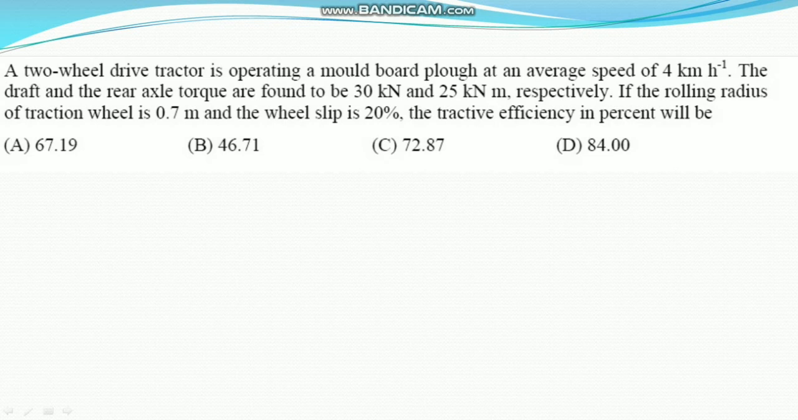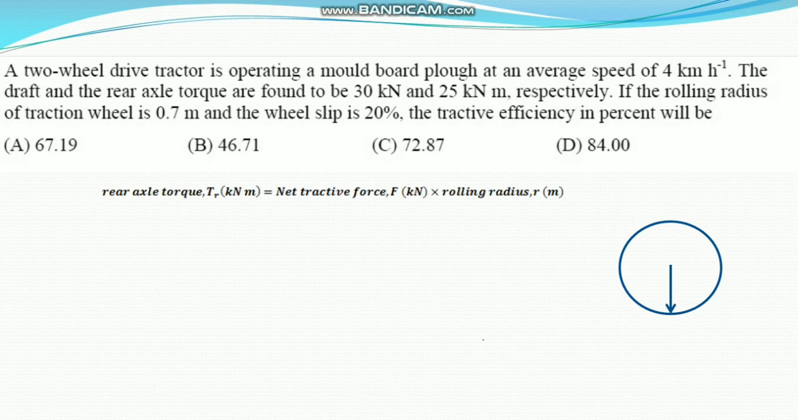Here, let us have the rear wheel or rear axle. It is saying it is moving at 4 km per hour. Here actually we don't use the average speed. It is given as 4 km per hour, we will not use it. Therefore, the rolling radius is given. We know in this case the axle torque is given and rolling radius is given.